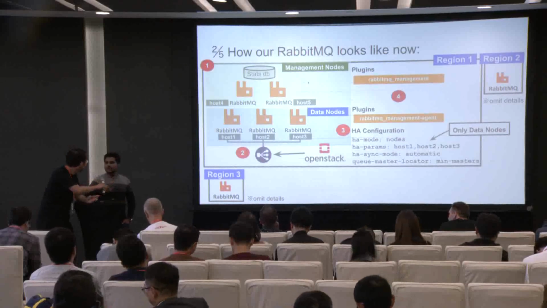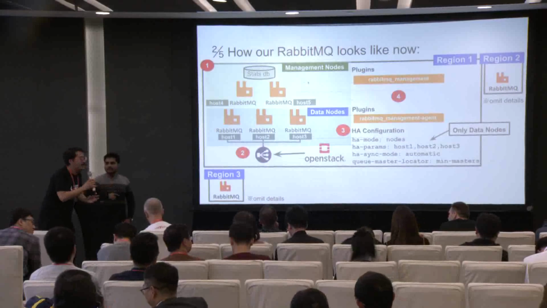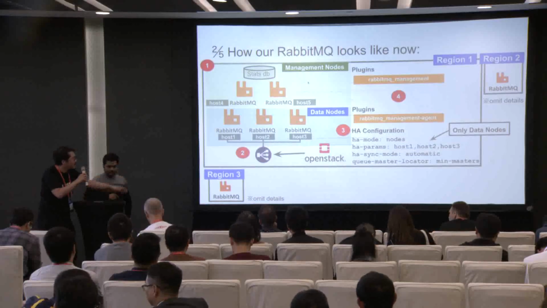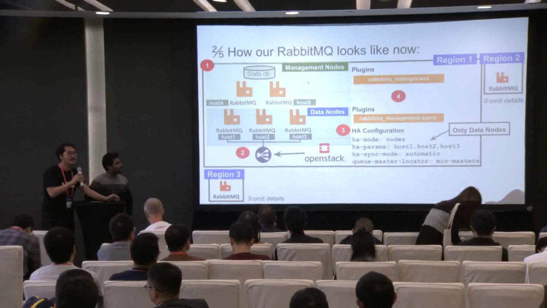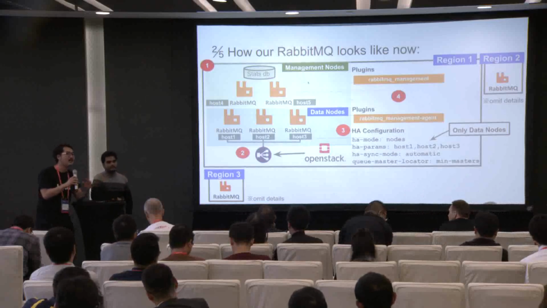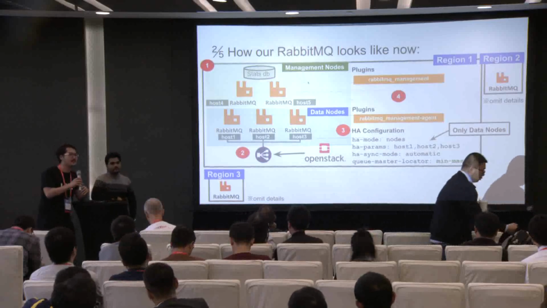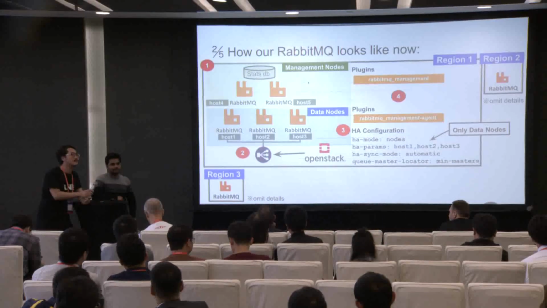Yeah, thank you. You can make use of HA sync mode. If you configure the HA sync mode as automatic, the queue synchronization will be done automatically by the RabbitMQ side. Yeah, thank you.